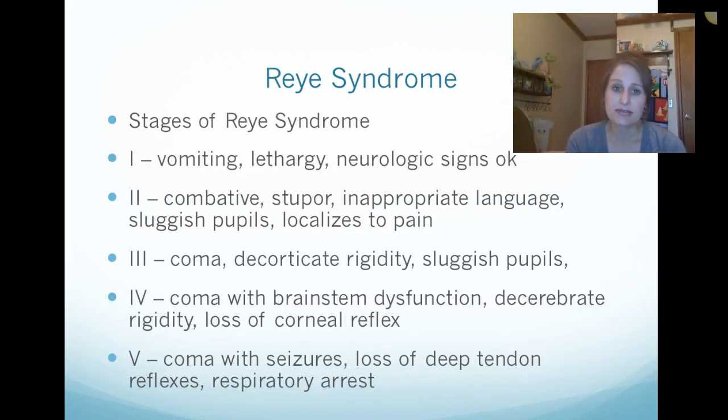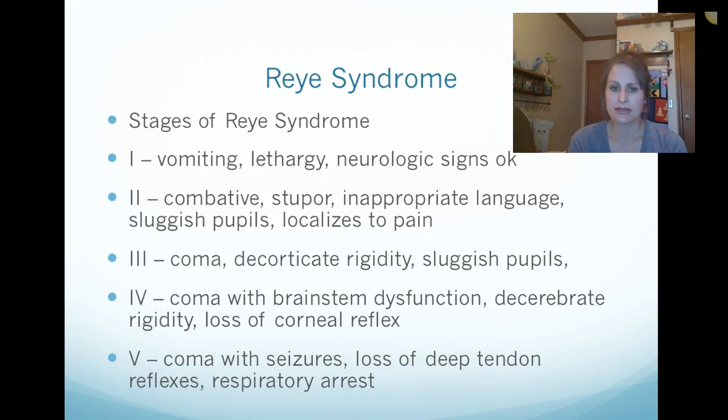There are stages of Reye syndrome. Stage 1 includes the vomiting, lethargy, and all their neurological signs are intact. But as you progress further down, you'll see that neurologically they start having more severe signs and symptoms. So stage 2, they're very combative, with stupor, inappropriate language, sluggish pupils, localizes to pain.